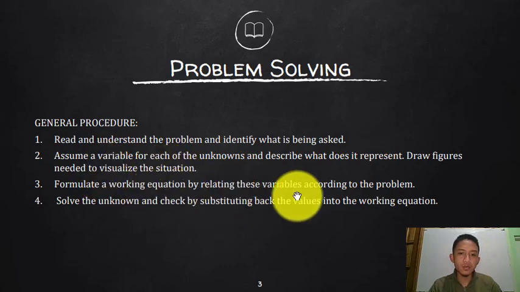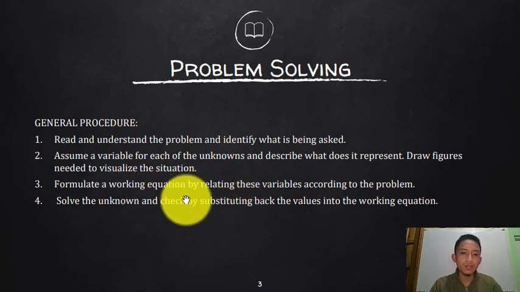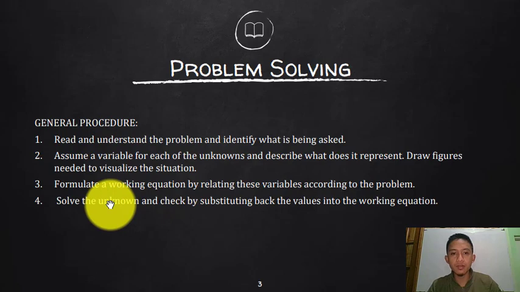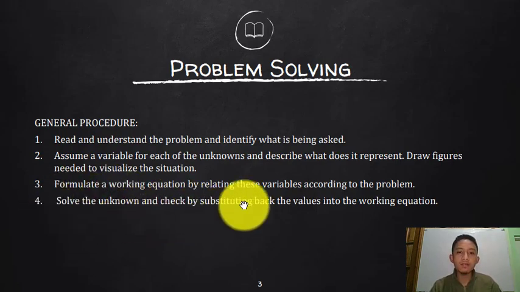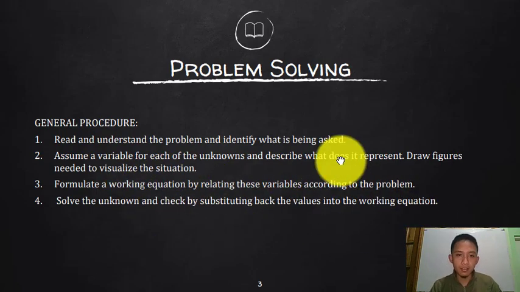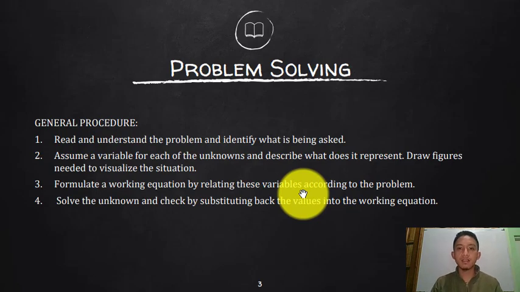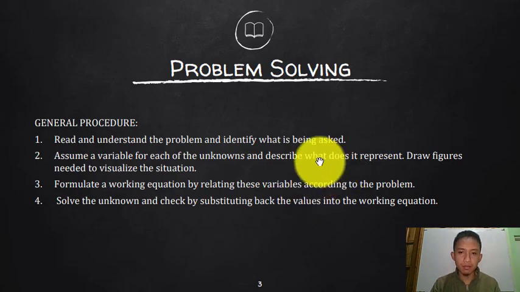And of course, once you have your equations, then you can play around with them to solve for the unknown. And once you have your unknown, just like in solving these x and y values, you need to check it to make sure that your answer is 100% correct. So check it by substituting the values that you solved back into the working equation that you had. That is the general procedure for problem solving. That could be problem solving in algebra or trigonometry or any other problem solving.